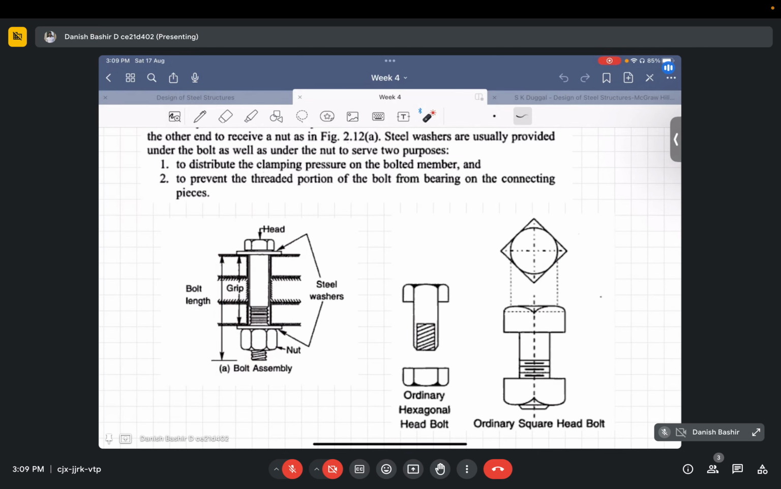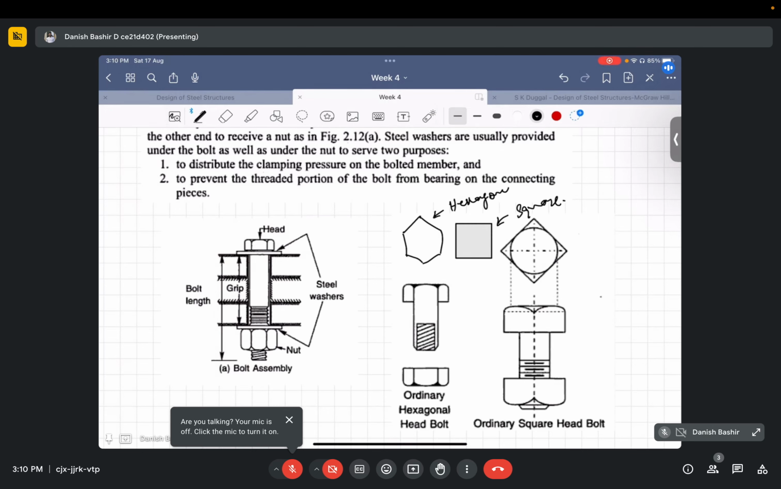These bolt heads can be of different shapes. You can see an ordinary hexagonal head bolt, whose shape is like that of a hexagon. Let me draw that. It can be like this, or it can be an ordinary square bolt as well. These are the two types of bolt head: hexagon, and this can be square.